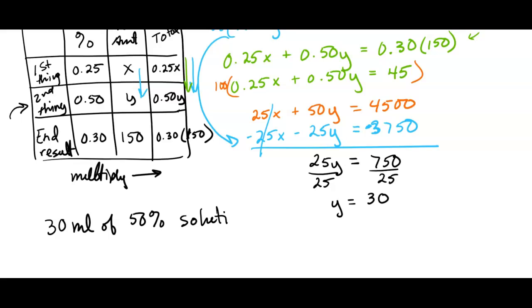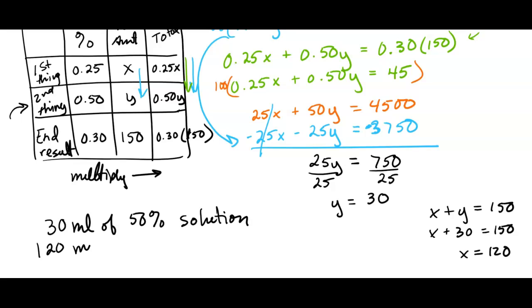It's sulfuric acid, but all right. Now how much do I need of the 25% solution? Well, remember, x plus y has to equal 150. We have to have 150 milliliters total. So if y is 30, then x is going to be 120. So I need 120 milliliters of the 25% solution.